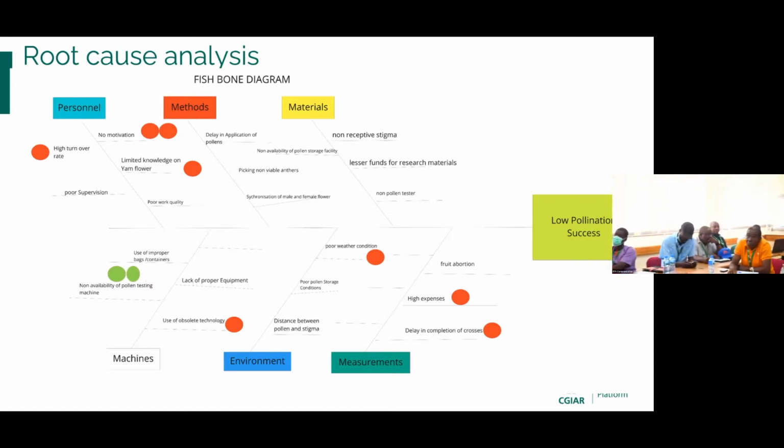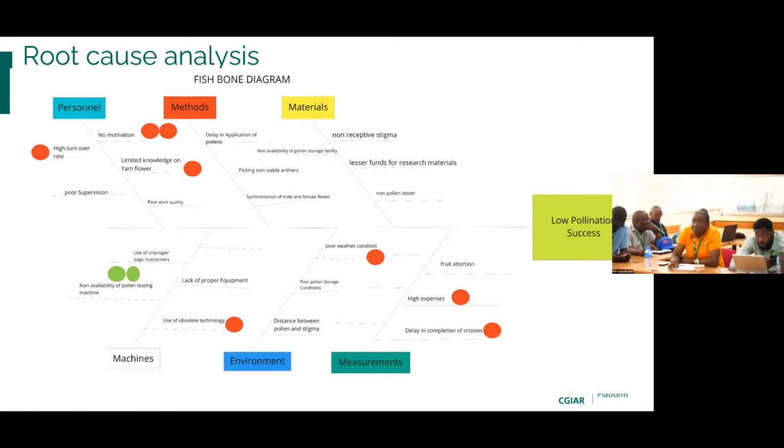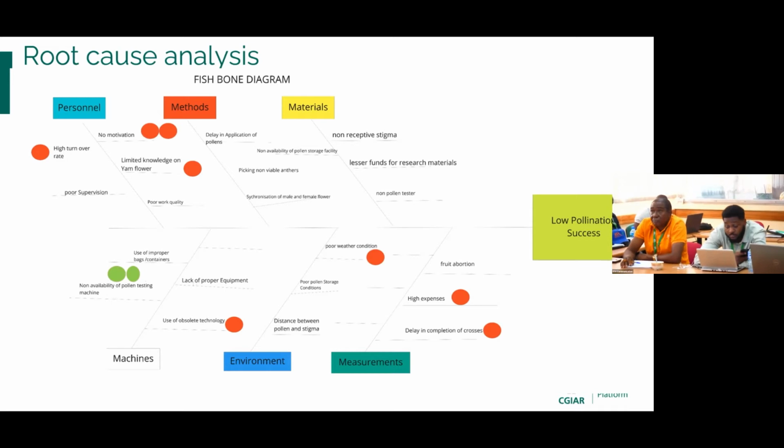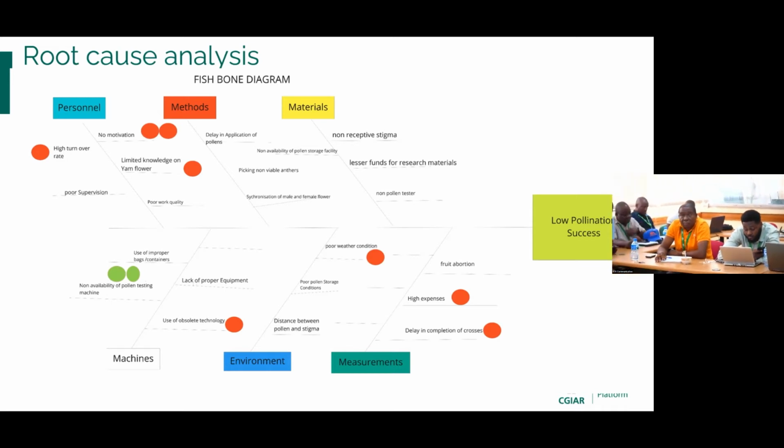So after we voted, we used another tool now for us to understand the relationship among these causes, because we have a lot of causes. So we needed to understand what would be the main driver among these causes. Next slide, please.